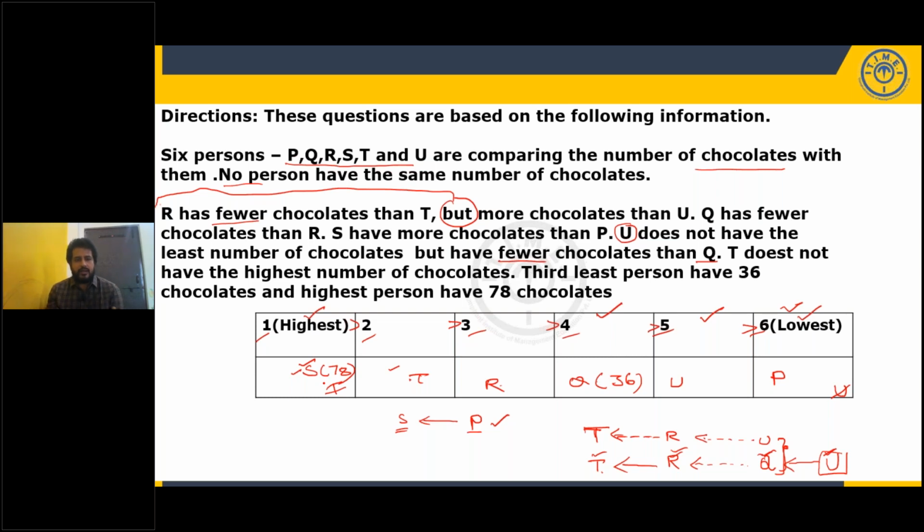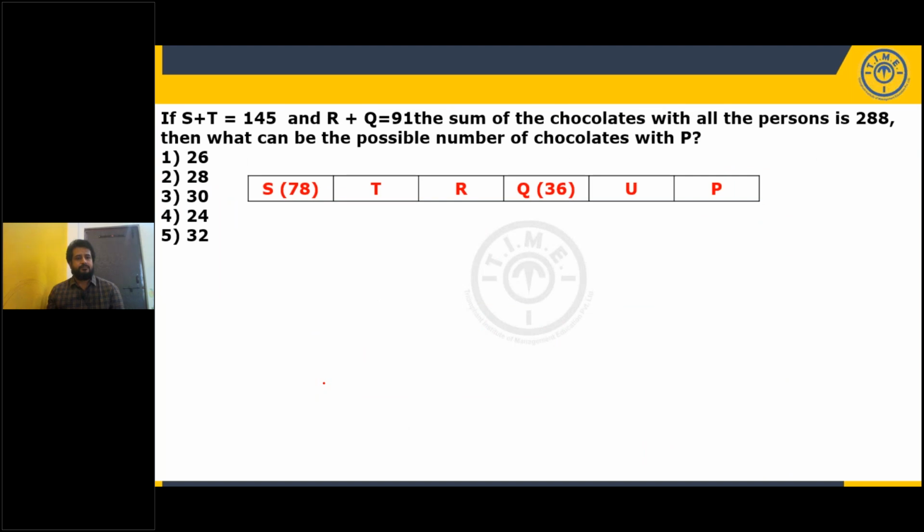Now we are not taking up the questions below this, but there is one question given in a new format that we are going to discuss. It is given that S plus T is equal to 145, R plus Q is equal to 91, and the sum of the chocolates with all the persons is 288. Then what can be the possible number of chocolates with P?